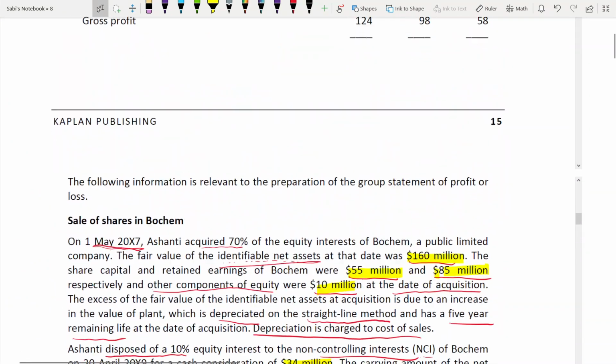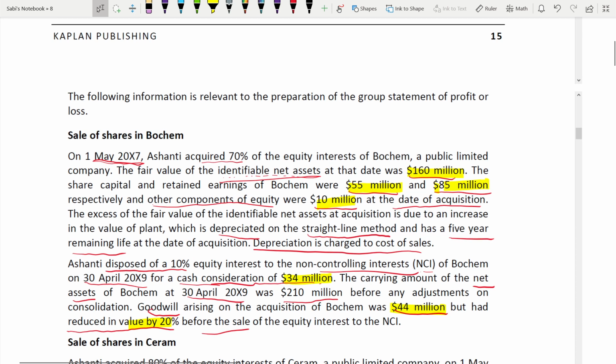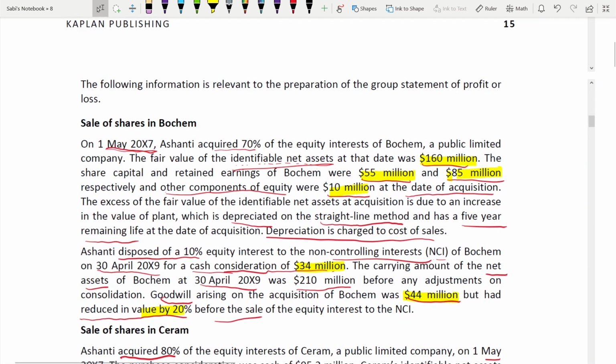We have to go to the Bokum. Okay. So here they have already given you: the amount of the net assets of Bokum at 30th April 2009 was 210 million. That means at the reporting date, 210 million is the value of the net assets. But before any adjustments on consolidation, that means if there are any adjustments on consolidation, they are not taken into account. Before that, it is 210.